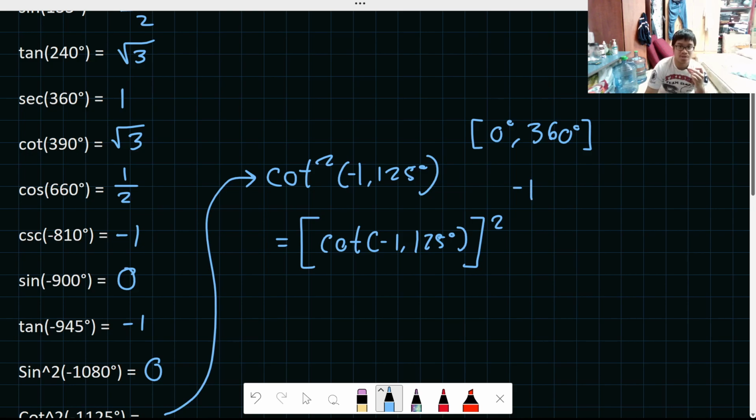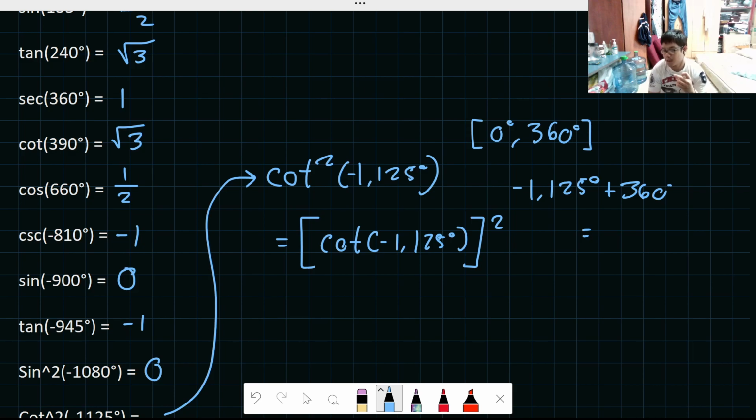So as always, you either add or subtract 360 degrees. In this case, since it's less than 0 degrees, you're going to add 360 degrees. So let's add them. Negative 1,125 plus 360, you will get negative 765 degrees. It's still not less than 0, so it's still not within this interval, I mean. So we will add 360 again, right?